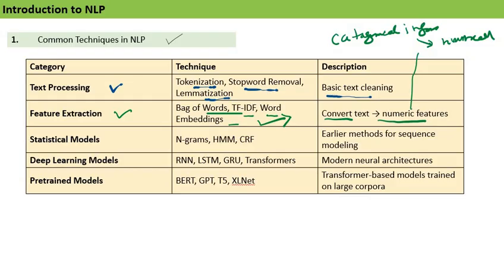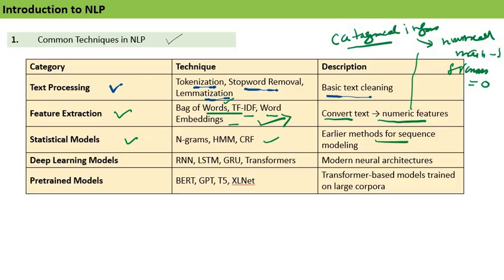For example, in a bag of words, take male and female. The categorization of the information is male and female. In a numerical way, I represent man as 1, woman as 0. Okay. Next, there are certain statistical modeling methods like N-grams, HMM, CRF.